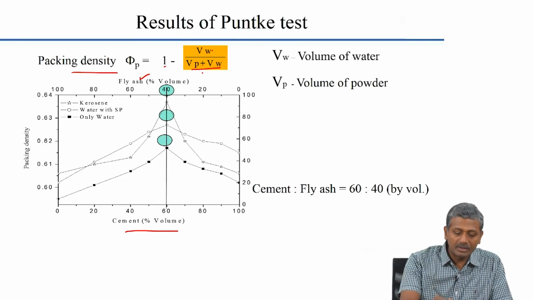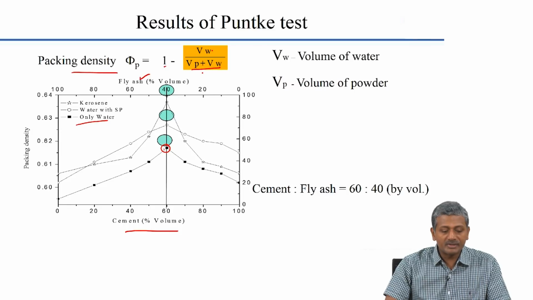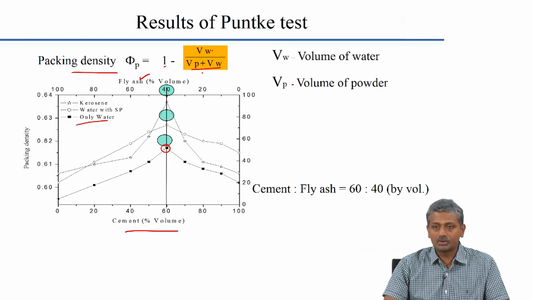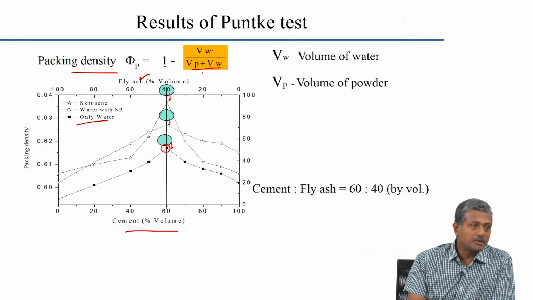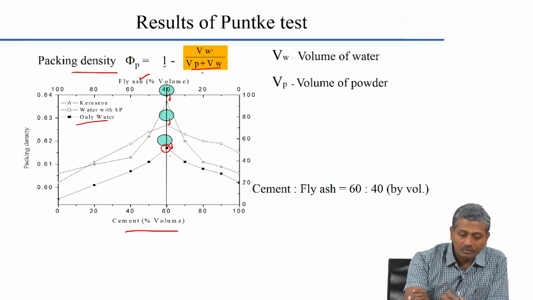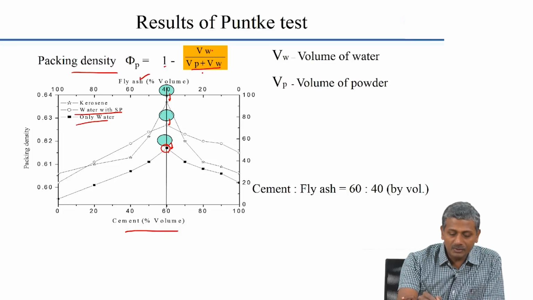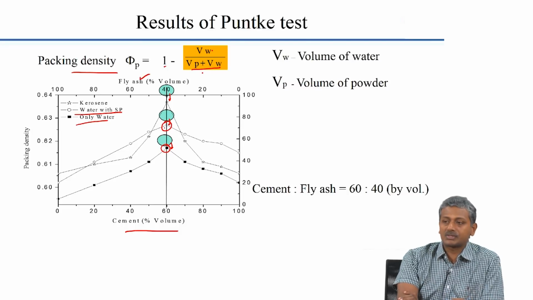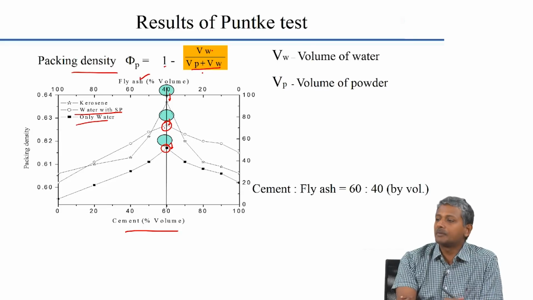And so, if you plot this, what you see is when you use only water, you get a packing density of around 0.61 to 0.62. This happens at a 60% cement content, that means 40% fly ash content by volume. If you look at water plus superplasticizer, which is used as a fluid, it again gives you the same 60-40 combination, but it gives you a slightly better packing. Obviously, you expect that because there is better dispersion of the particles.